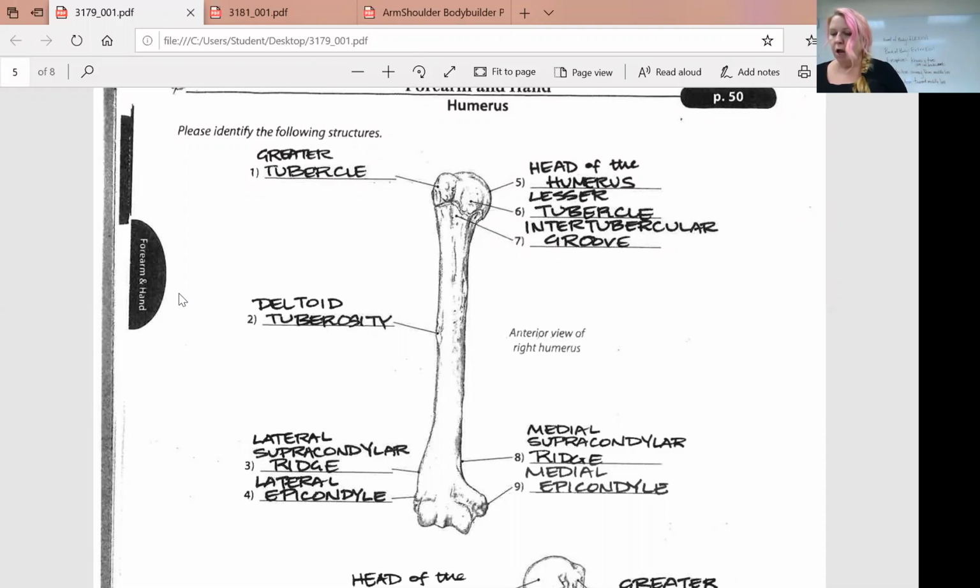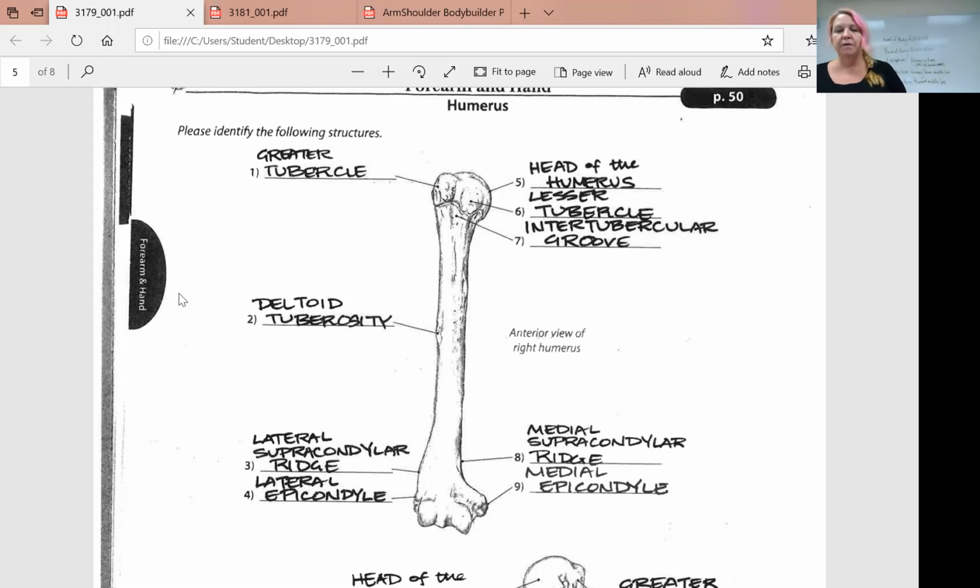So supracondylar ridge. And then we have the lateral epicondyle. So that is the bump above the bump, right? And so the condyle would be the bump below that. And we jump over to the medial side, same thing. Medial supracondylar ridge and medial epicondyle.